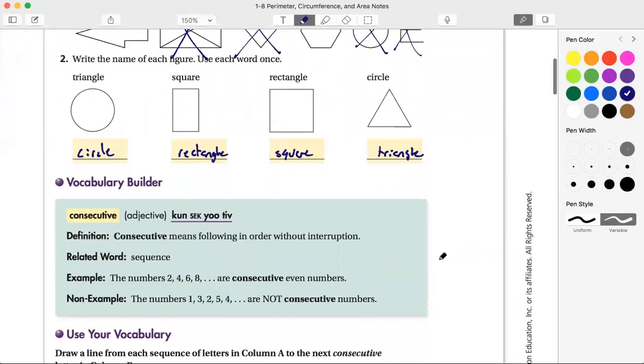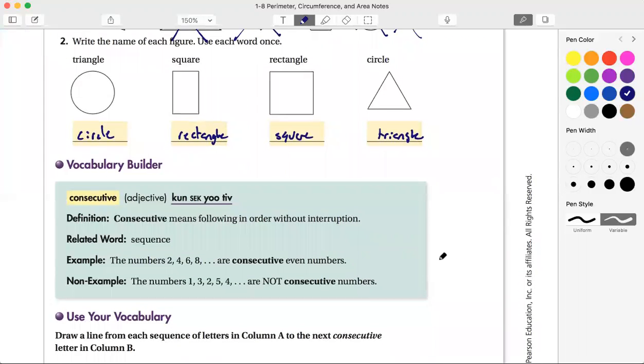All right, consecutive. So consecutive means following in order without interruption. Another word we use for consecutive might be sequence. So for example, the numbers 2, 4, 6, 8 are consecutive even numbers. They occur in the next order. Some non-examples, 1, 3, 2, 5, 4 are not consecutive numbers because they're not in the right order.